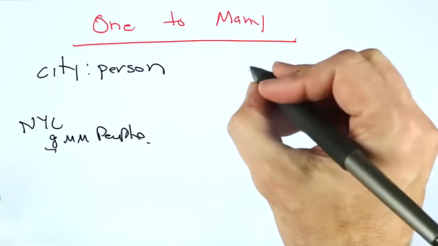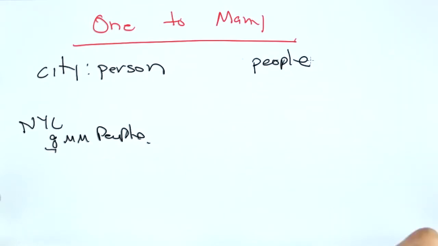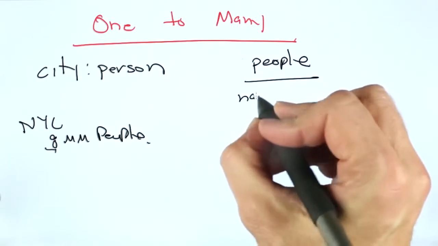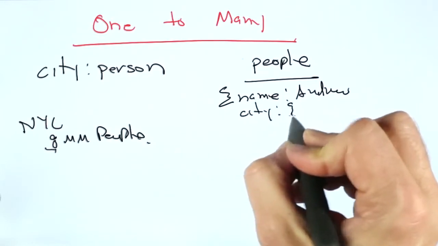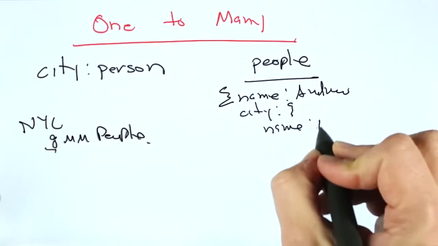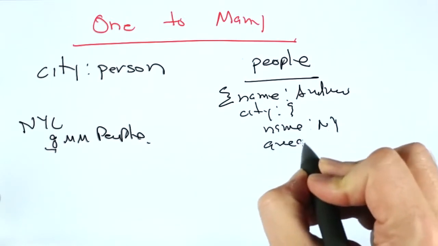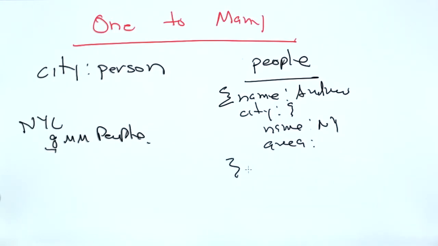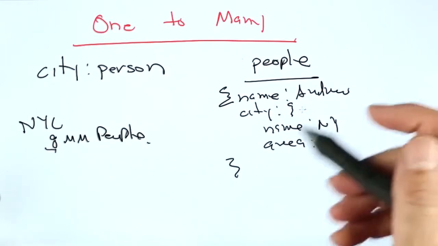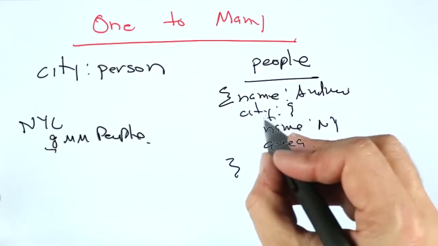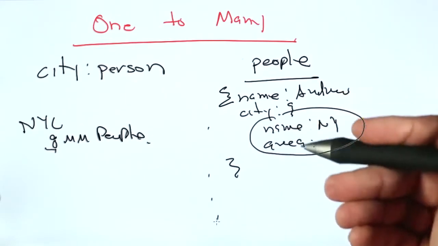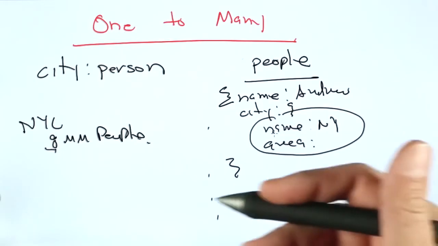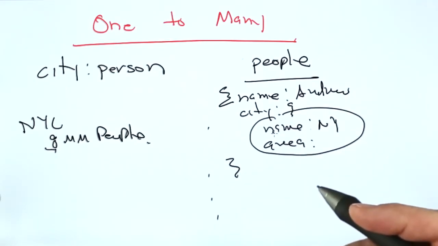So you could say, well, I'll flip it on its head. Instead, I'm going to have a people collection, and in each document, I'm going to have a name, like Andrew, and then I'm going to have the city, which is going to be another document with a name, like New York, and an area, and everything else. Now, the problem with this design is that there are obviously multiple people living in New York, so I've duplicated this data in multiple documents, which opens me up to inconsistencies because I have to keep the city information updated across all the people who live in the city. In certain designs, that might be acceptable, but I probably wouldn't recommend it in general.